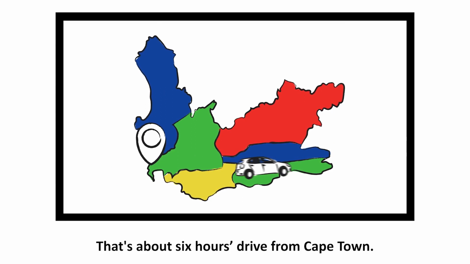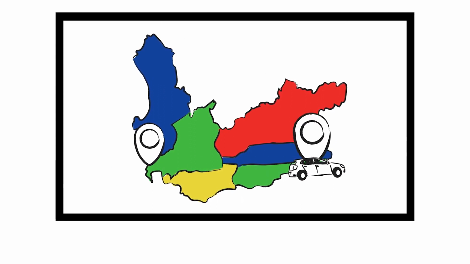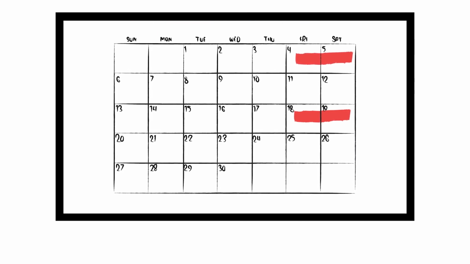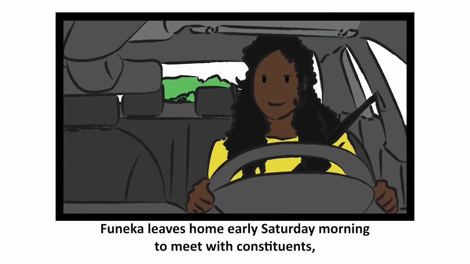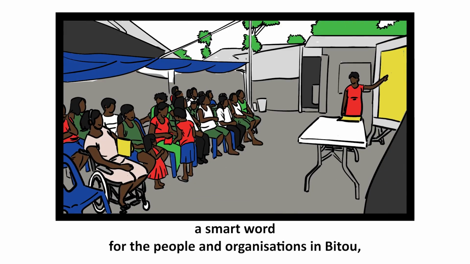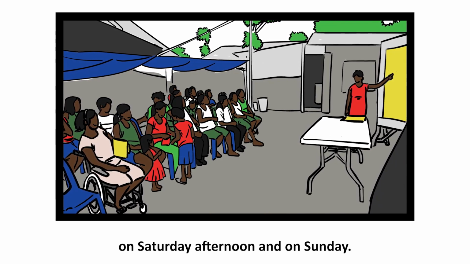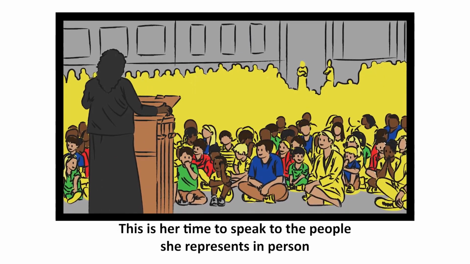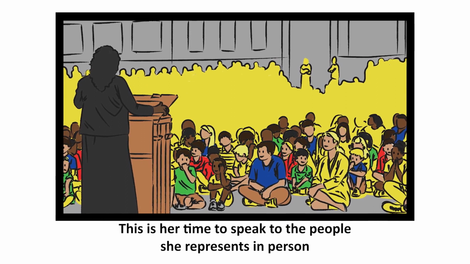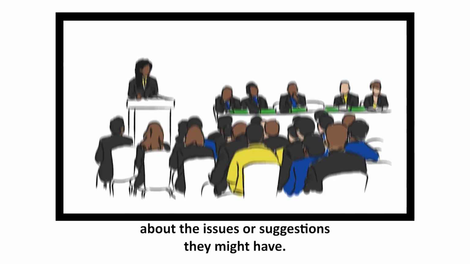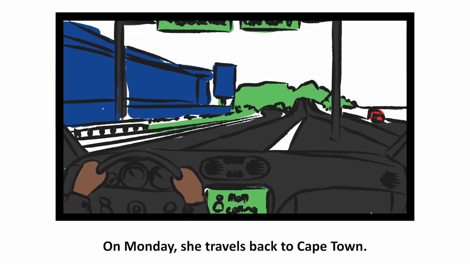That's about 6 hours drive from Cape Town. She normally visits there every second weekend. Funega leaves home early Saturday morning to meet with constituents, a smart word for the people and organizations in Beto, on Saturday afternoon and on Sunday. This is her time to speak to the people she represents in person about the issues or suggestions they might have. On Monday, she travels back to Cape Town.